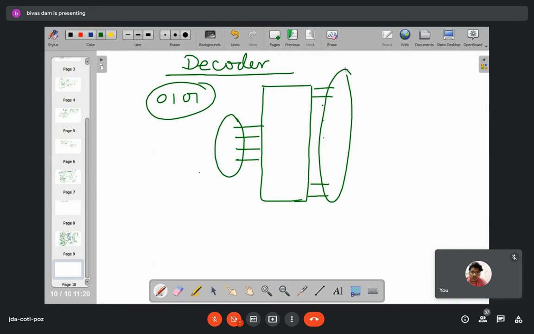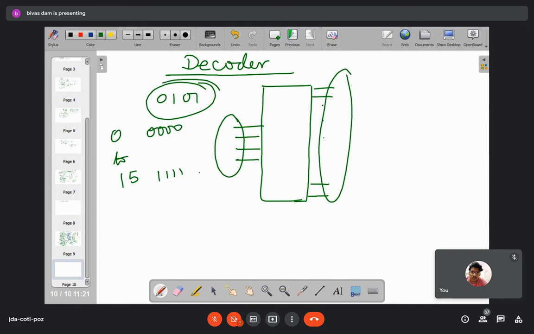From the active output line, that third person can understand that this is the particular information that is available in encoded format in the input line. Normally, what do we do? We have 16 input lines and 16 information. They are termed as information number 0 to information number 15. Normally, information number 0 is encoded by 0000 and information number 15 is encoded by 1111.